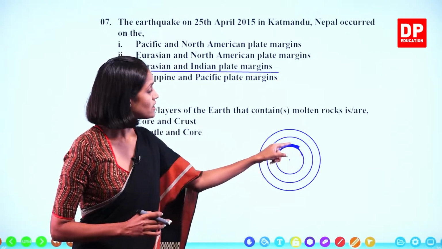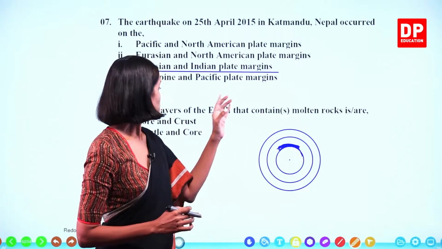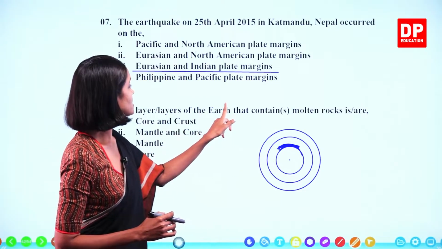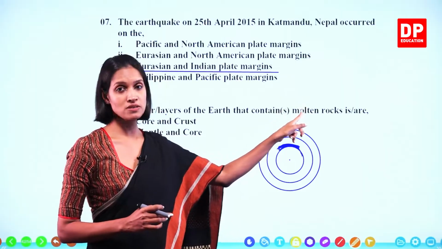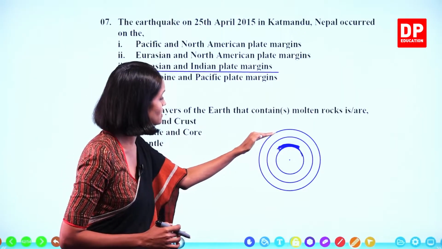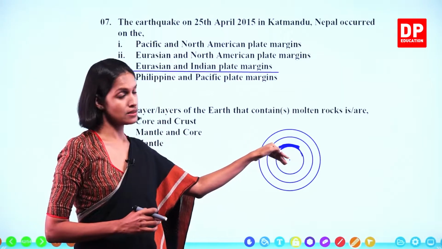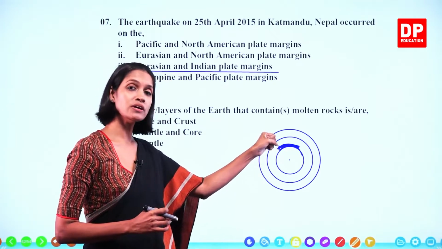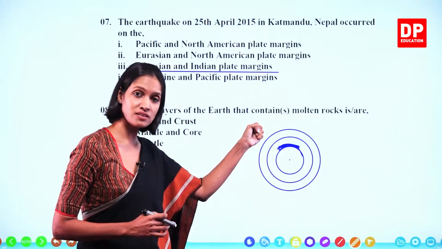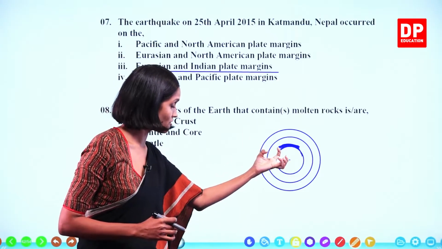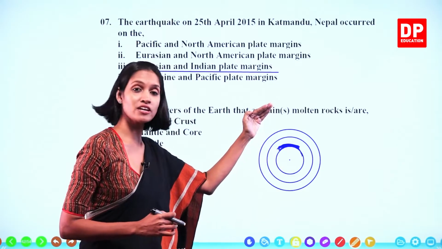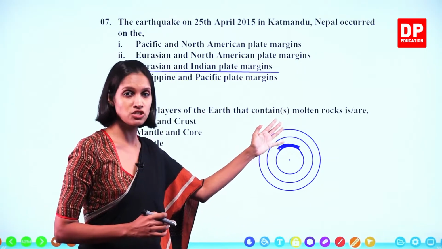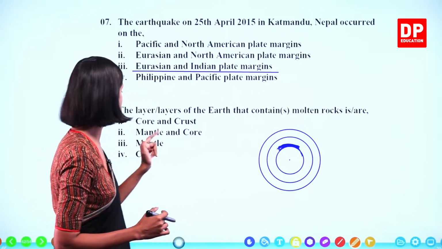Okay, children? In that case, what is the part of the earth that contains molten rocks? Molten rocks are present in the lower mantle. Even though when we consider the outer core, the mixture is present as molten or liquid, it's actually iron and nickel. It's not rocks. Therefore, the answer is mantle.